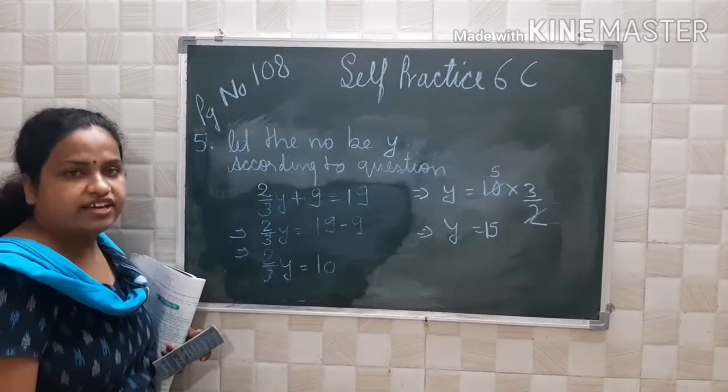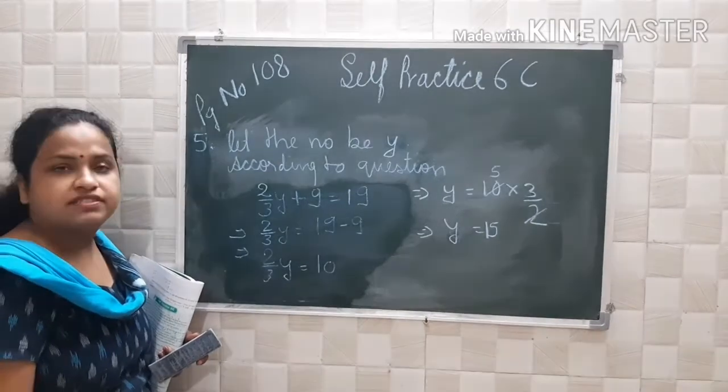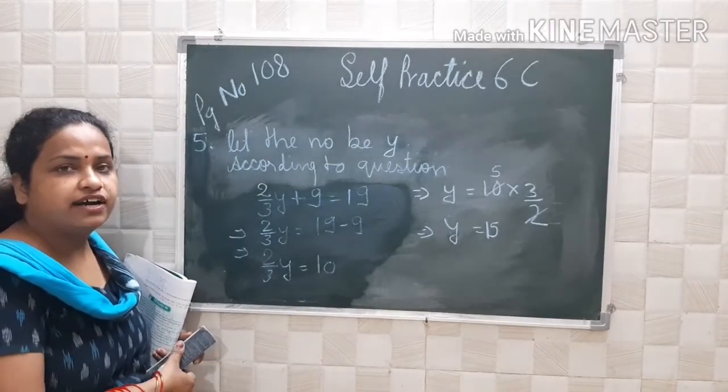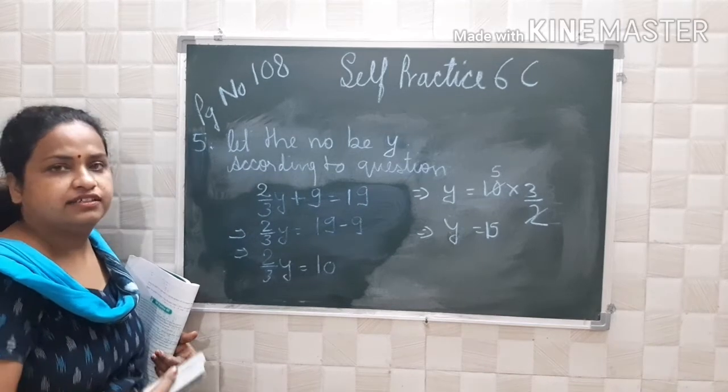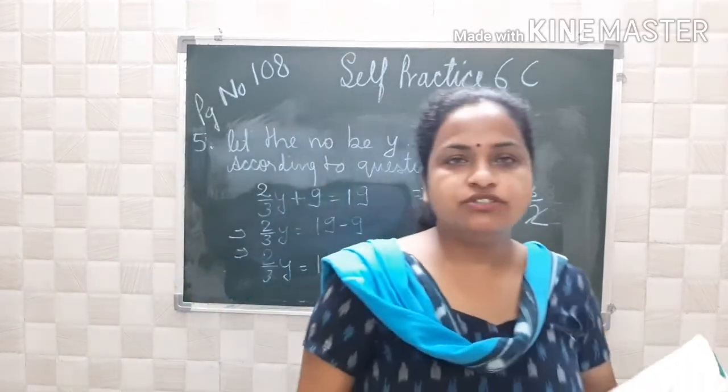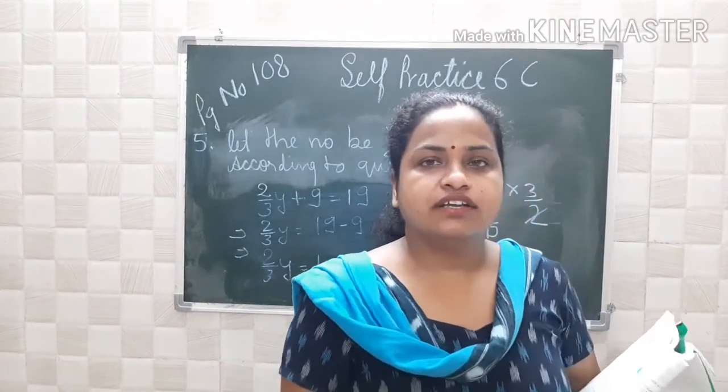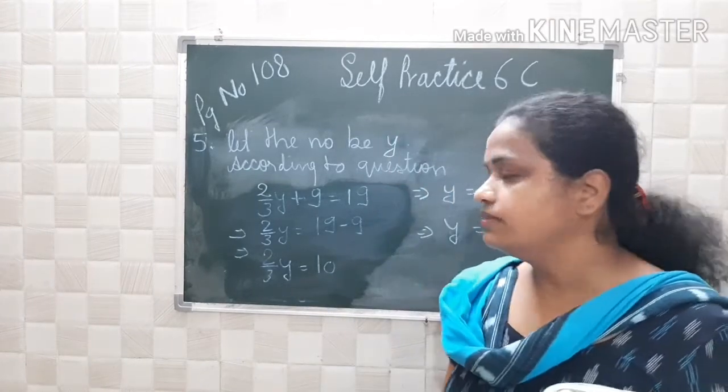So 2 fives are 10 and 3 fives are 15. So what will be your y? y will be equal to 15. Correct? Is it correct or not? Okay. Now let's move to question number 6.